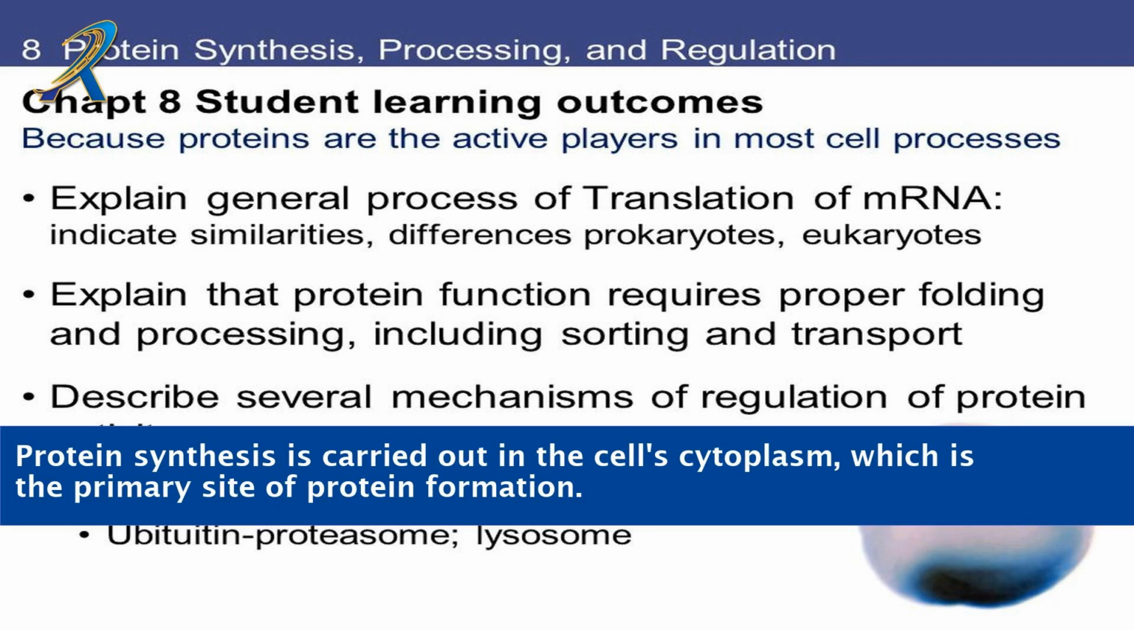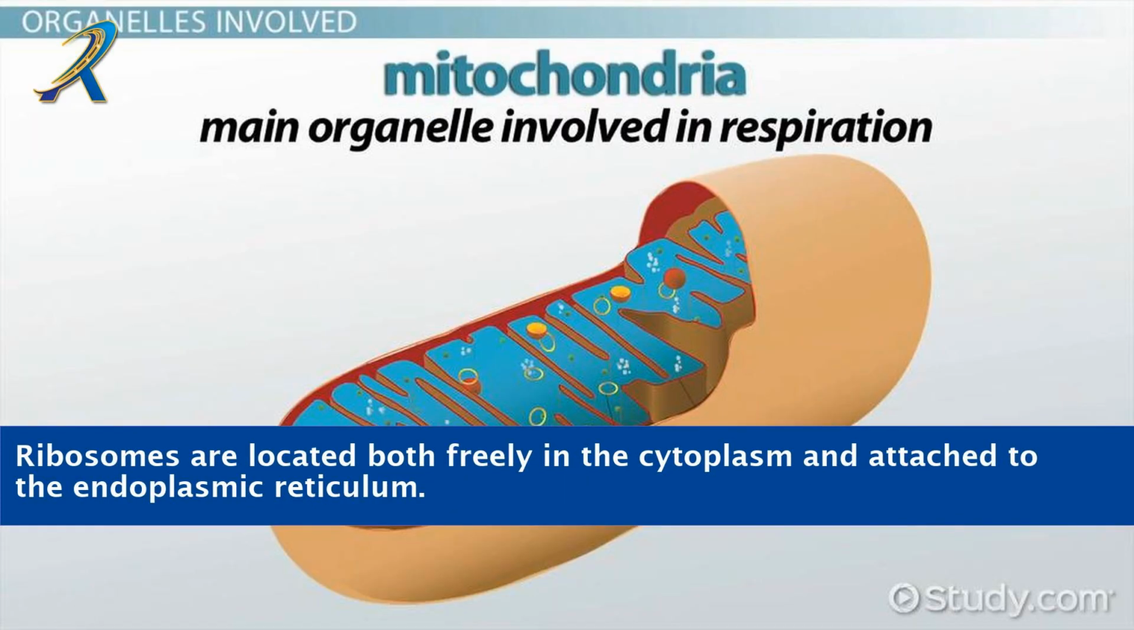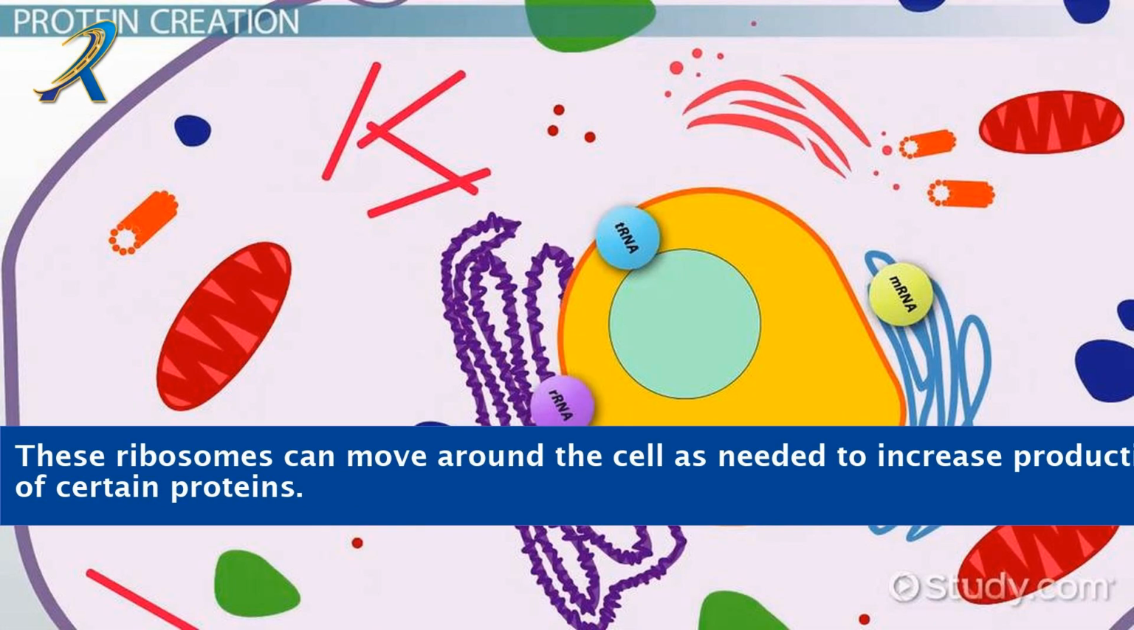Protein synthesis is carried out in the cell's cytoplasm, which is the primary site of protein formation. Ribosomes are located both freely in the cytoplasm and attached to the endoplasmic reticulum. These ribosomes can move around the cell as needed to increase production of certain proteins.